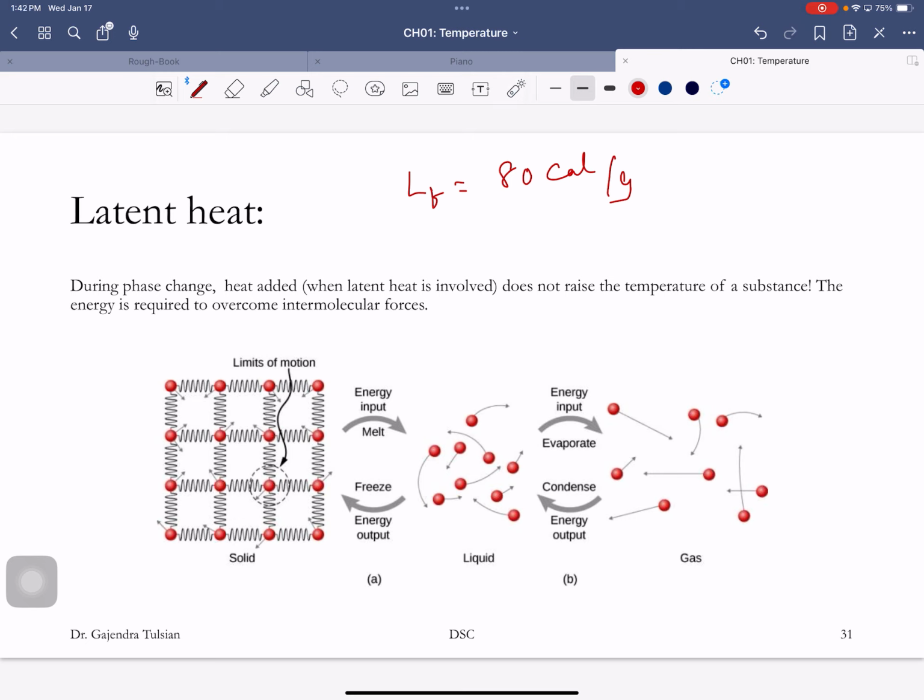It takes 80 calories to change 1 gram of ice to water. To melt 1 gram of ice to water, you need 80 calories of heat. And so if you wanted to freeze 1 gram of water, what do you have to do? Subtract 80 calories. You have to remove 80 calories per gram.